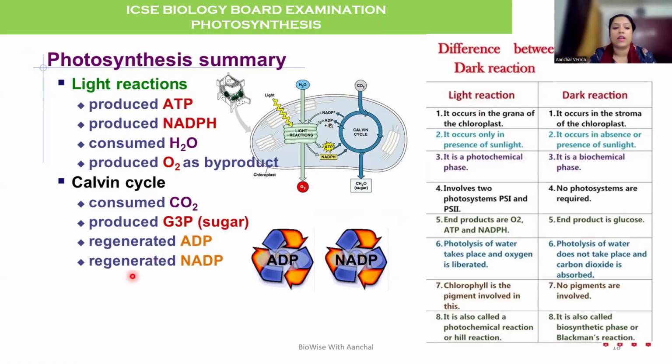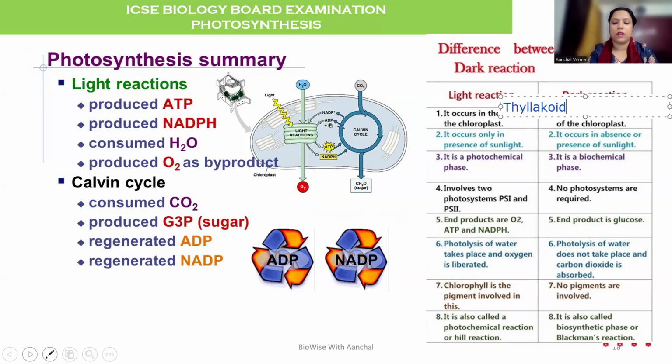Light reaction occurs in the grana, but you should write thylakoid in your exam. Yes. So here instead of grana, it will be better if you write thylakoids. If you write thylakoids, that will be a better thing. So instead of grana, in thylakoids, light reaction happens. And dark reaction occurs in the stroma of the chloroplast.